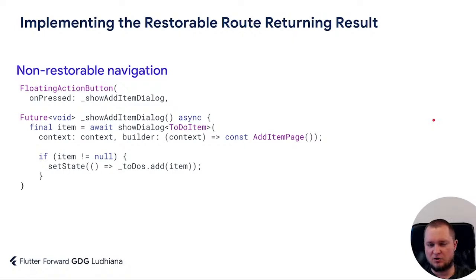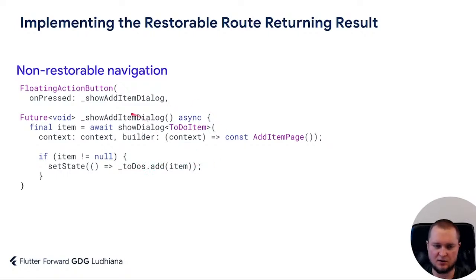Okay, let's jump to the restorable routes. Let's begin from the transition after tapping a floating action button plus. In that case, we have to display the dialog with text field and date picker entry. And there is no input, there is no argument, but there is a return value. So if the user clicks on the add button, the to-do item is returned and we can add it to the list.